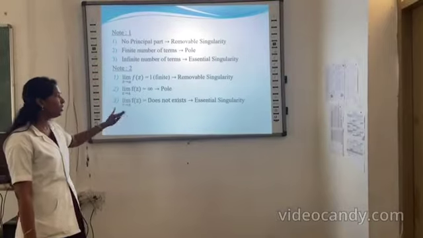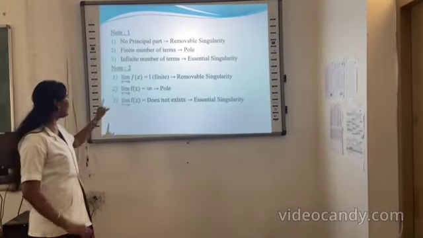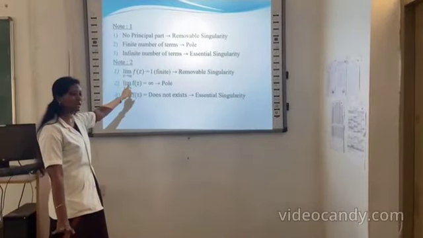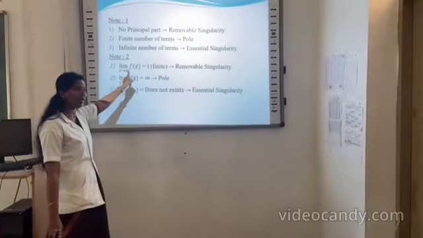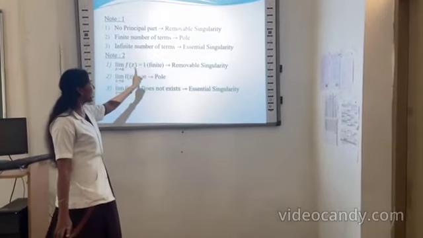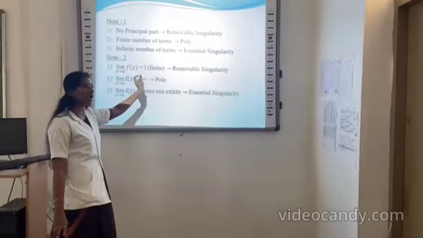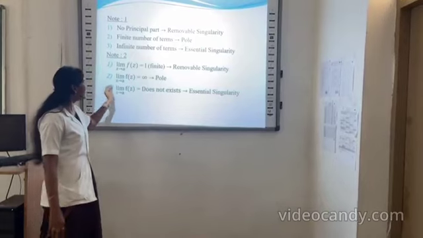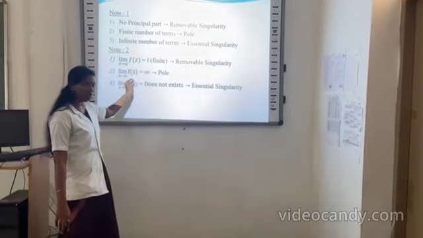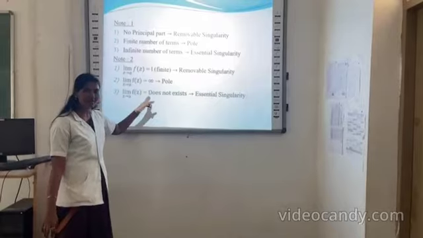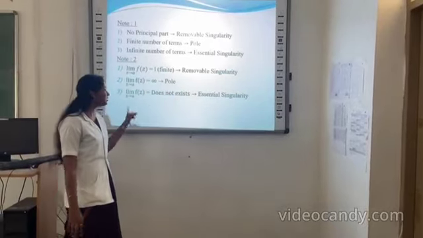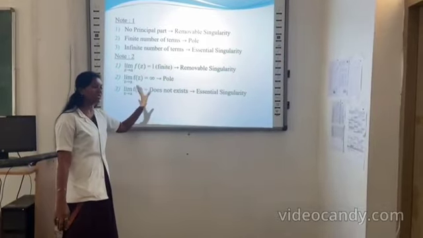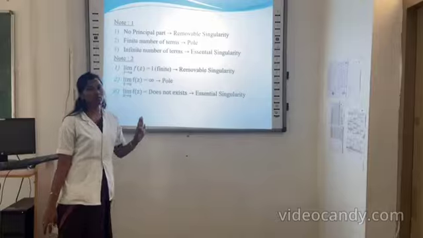Method number 2 is the limit method. The limit as z tends to a is nothing but a singularity point. If you substitute the singularity point into your given f of z and the value is finite, that singularity is called a removable singularity. If the value is infinity, that singularity is called a pole. And if the limit does not exist, the singularity is called an essential singularity.